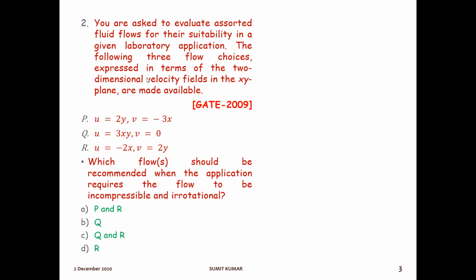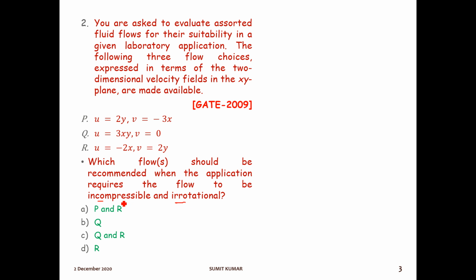Here just read the question. In this question three flow fields are given: P, Q and R. Now, we have to check which velocity field is incompressible or irrotational.